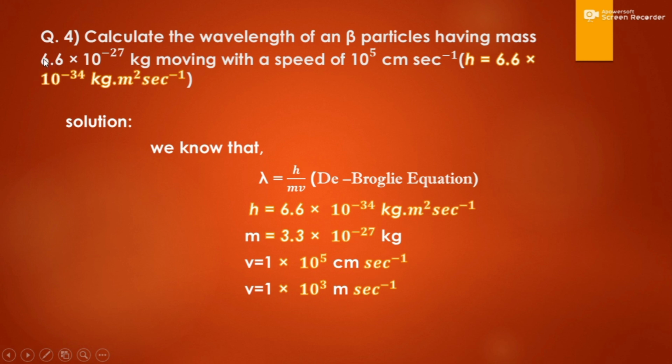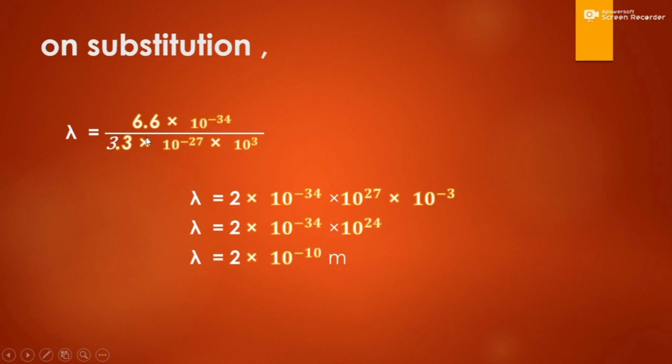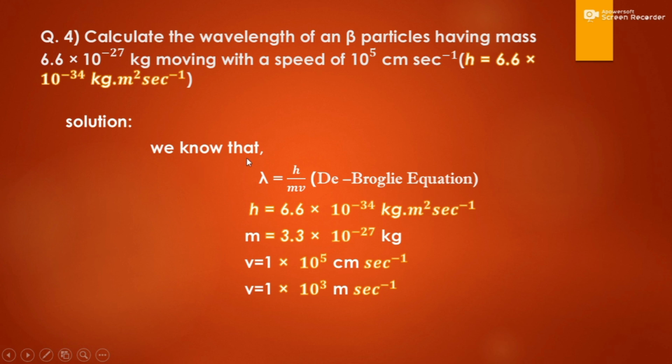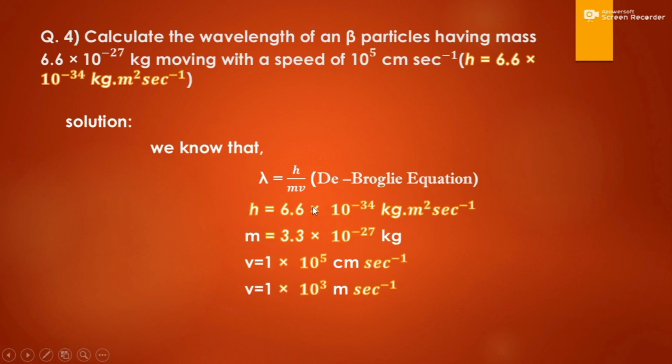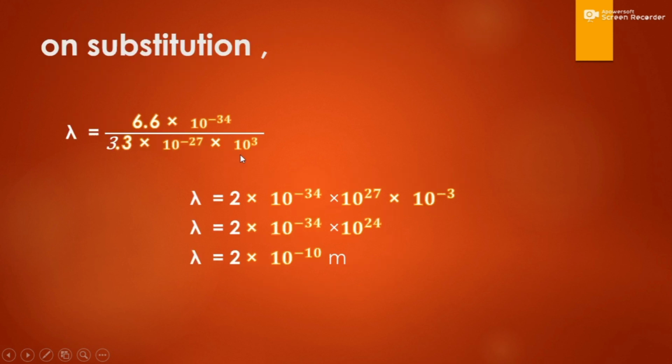Here the value is 3.3; by mistake 6.6 is written here, it should be 3.3 instead of 6.6. Then on substitution, lambda is equal to h upon m into v. Here h is 6.6 into 10 raised to minus 34, m is 3.3 into 10 raised to minus 27, and v is simply 1 into 10 raised to 3, which can also be written as only 10 raised to 3.